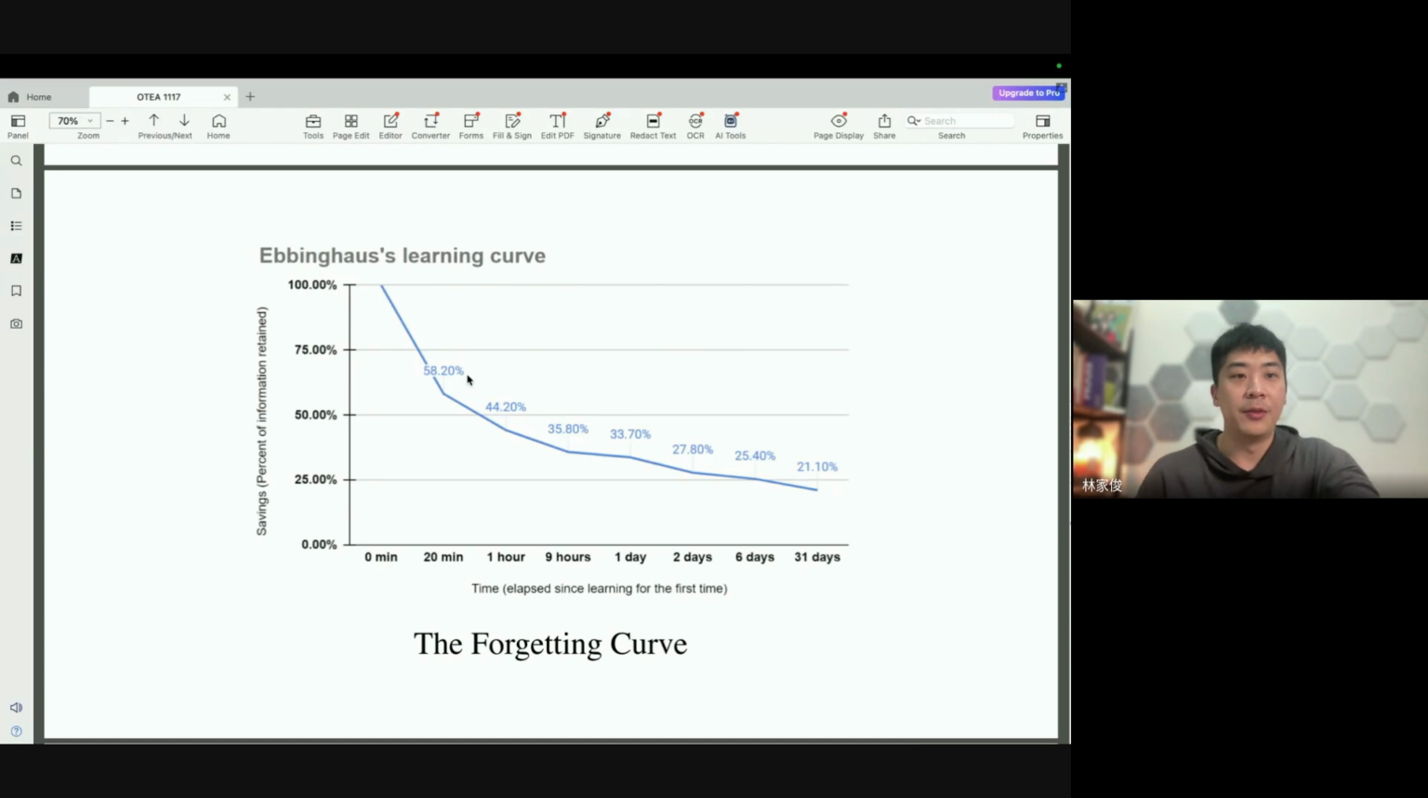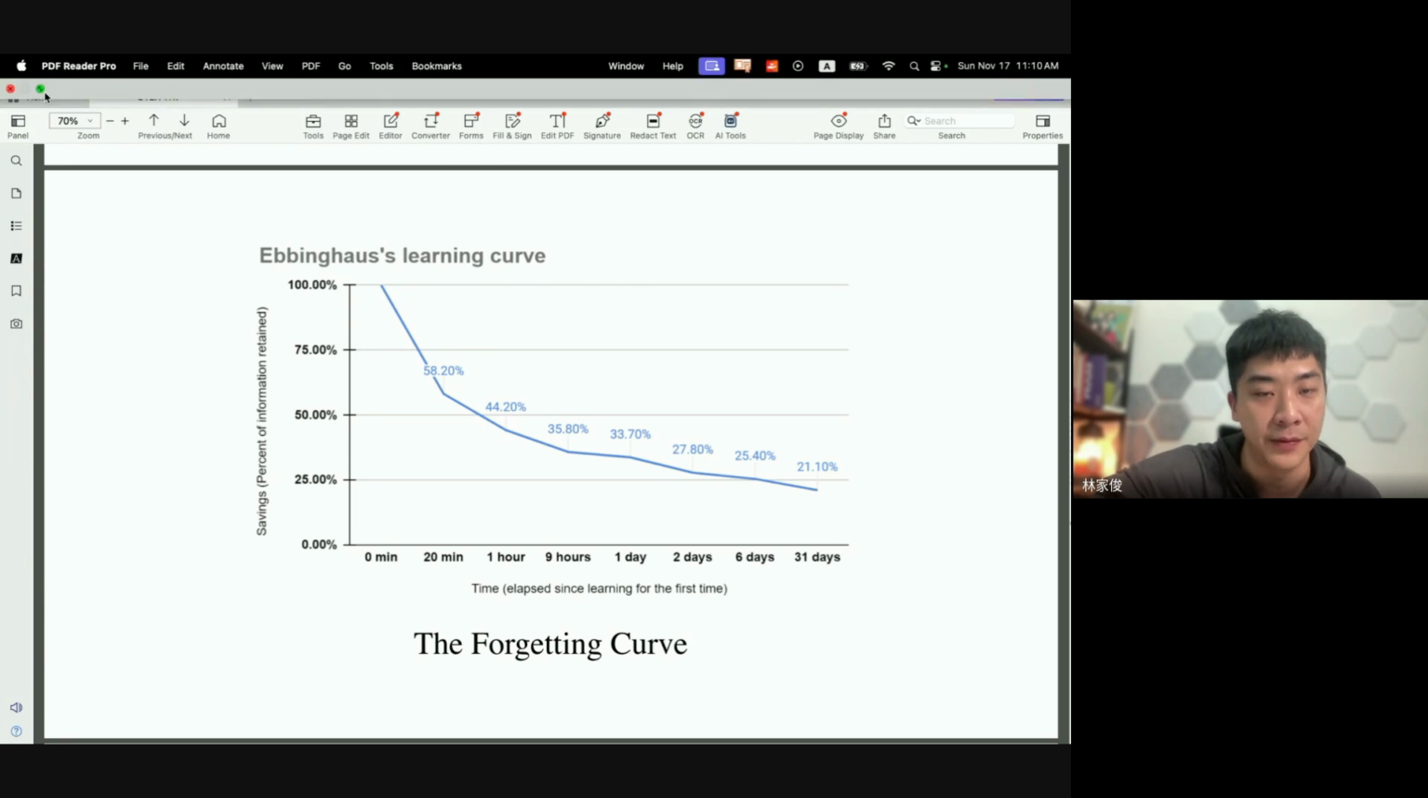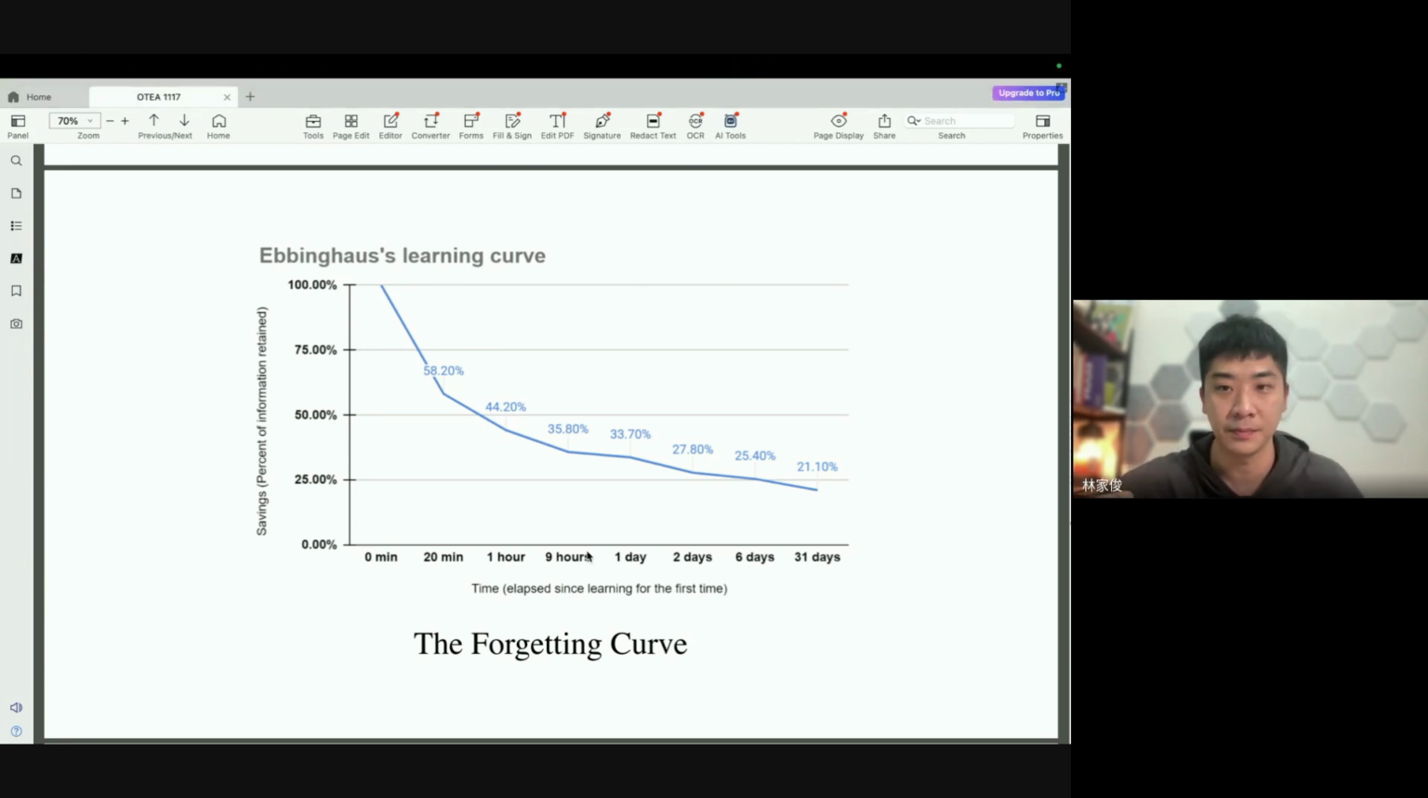When you ask people to memorize this certain random combination of letters, they forgot about 42% of that information in just 20 minutes. So on the chart, we can see after 20 minutes, we only retain about 58.2% of the information. And after 1 day, we only retain 33.7%. So we forgot about 66% of the information in just 1 day. And that's a lot of information we are forgetting. That means tomorrow, after this presentation, you'll have forgotten about 2/3 of the information of this presentation.